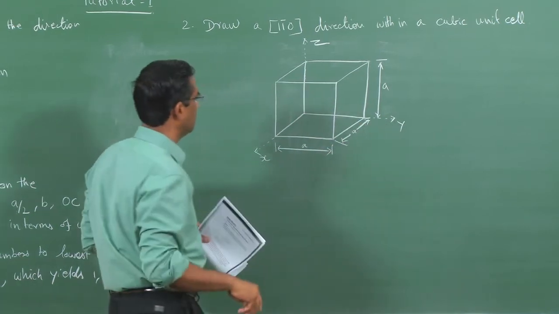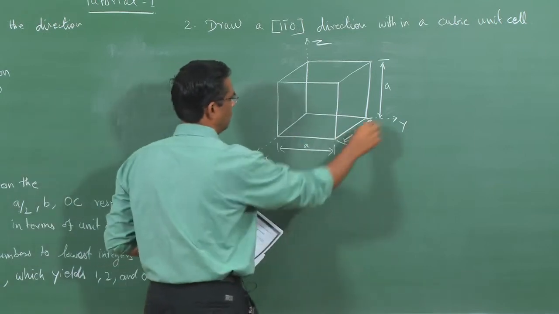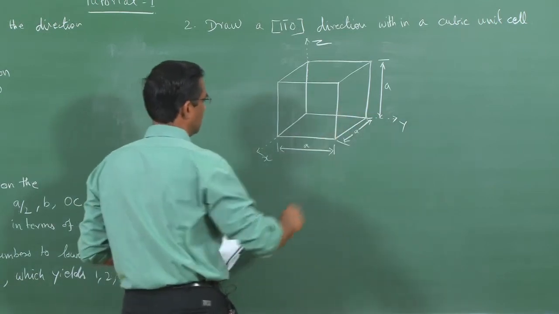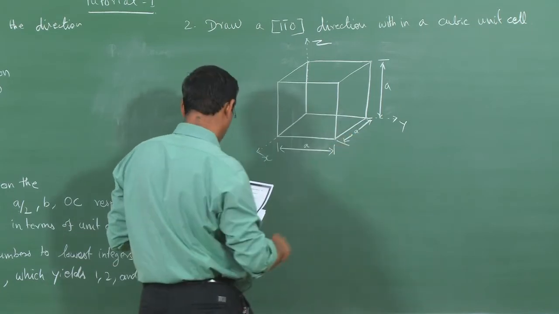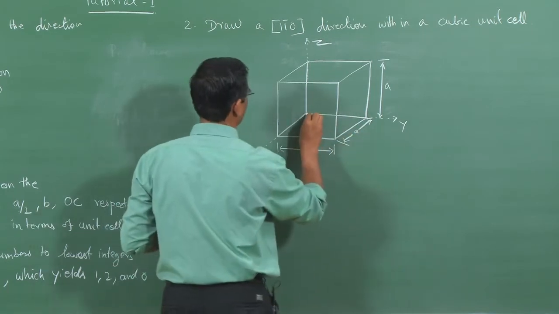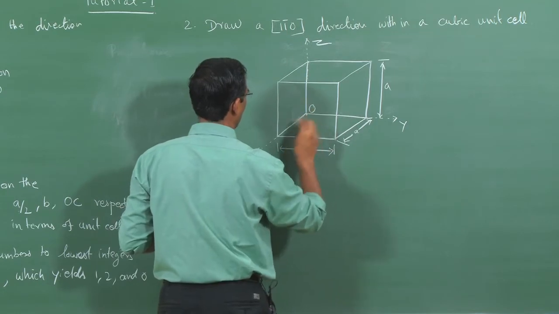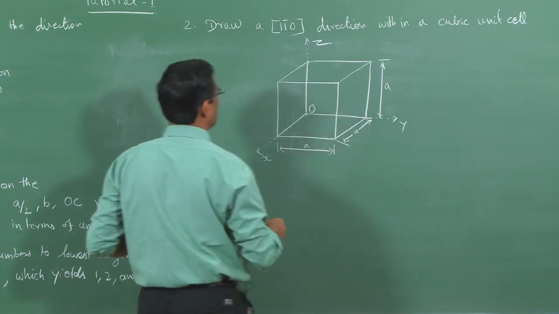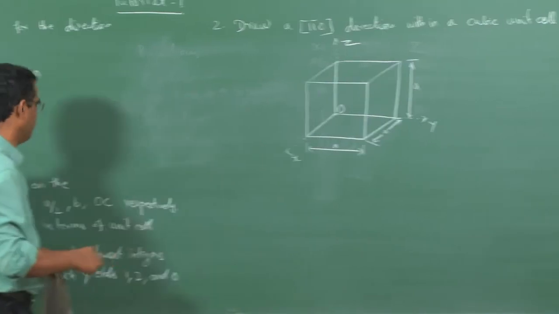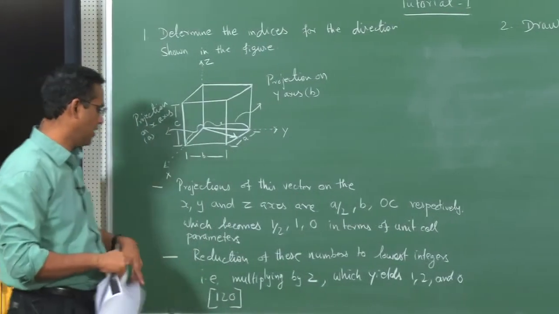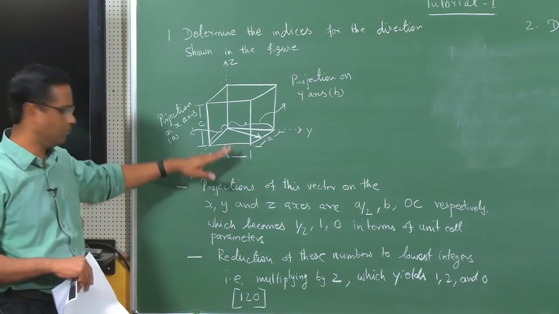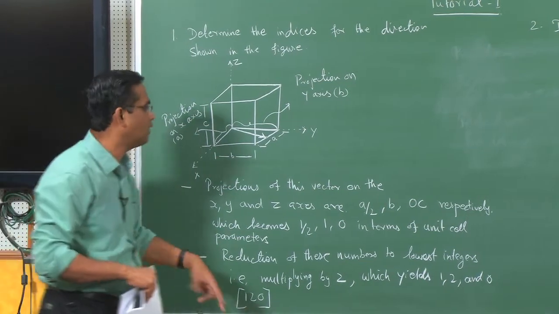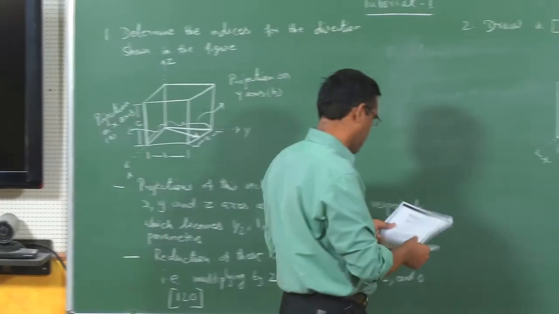So, since it is a cubic system, that will have a similar edge length or unit cell parameter a. Let us fix the origin of this unit cell, O. So, what we have to do is just reverse the procedure that we have done here. So, we have to come from the bottom. So, we have to find out, we have this now 1 bar 1 0.